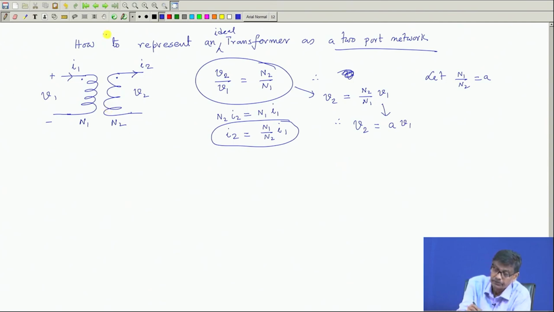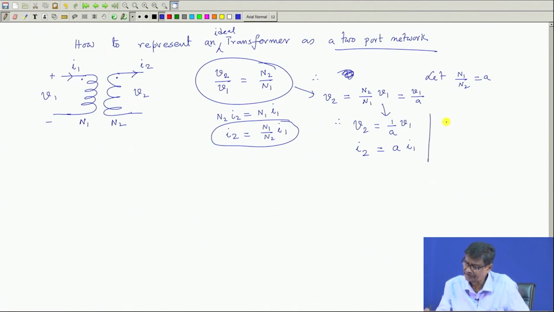1 by a V2 is equal to V1 by a, if I define it like this. So n2 by n1 is 1 over a. This is one thing, and the second thing is I2 is equal to a I1, or I can write it down, suppose V1 is equal to a V2 etcetera. The same equations, and it is I2 by a.